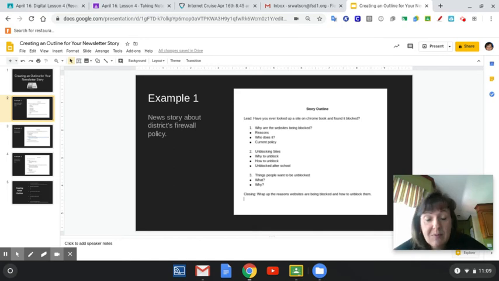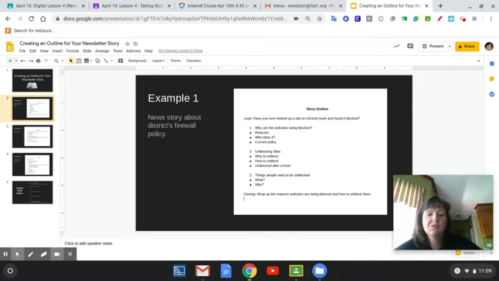So the first thing she has is her lead, which is her opening statement that's going to grab her reader's attention. This doesn't have to be exactly what you're going to use as your lead, but it could be. So she wanted to include something about, have you ever looked up a site on a Chromebook and found that it was blocked? That's kind of how she wants to approach it with her reader.